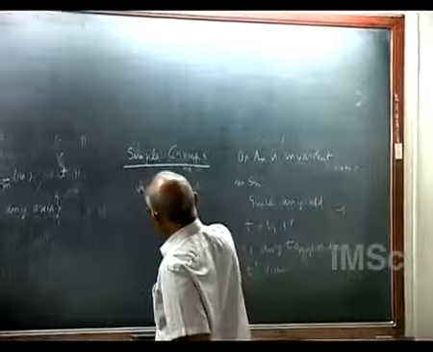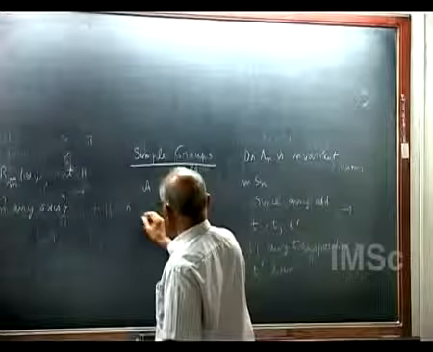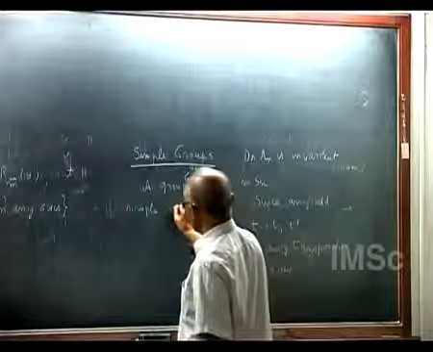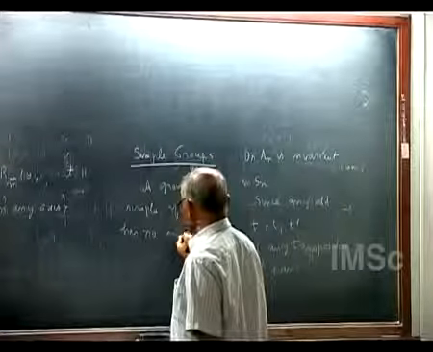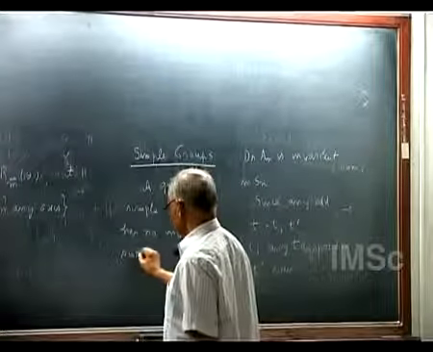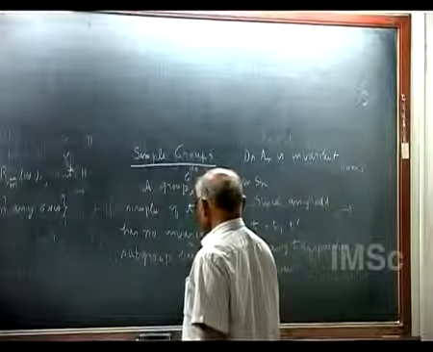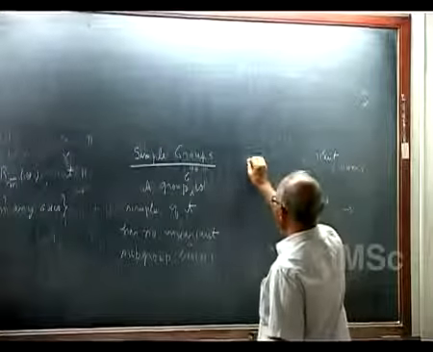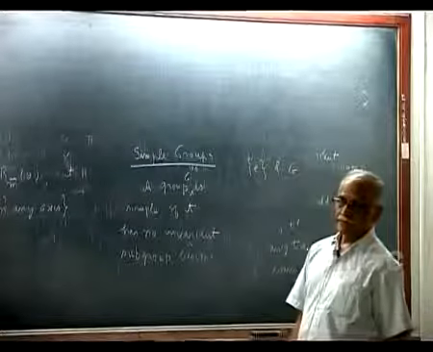A group G is simple if it has no invariant subgroup besides, of course, the two trivial ones, the identity and G.